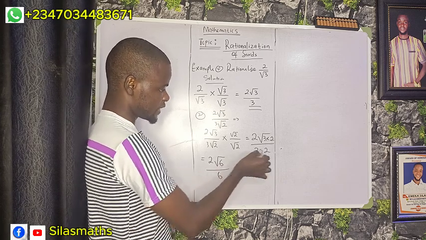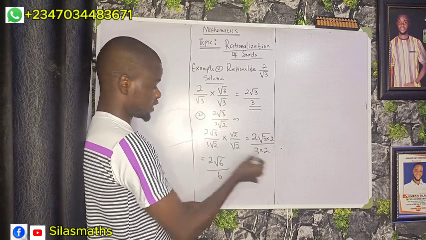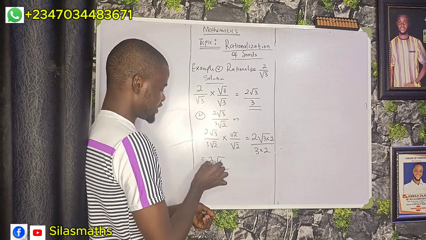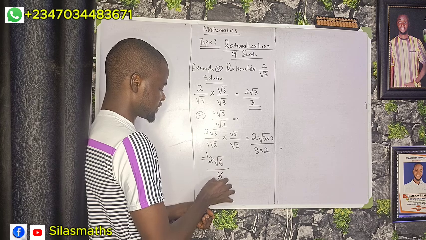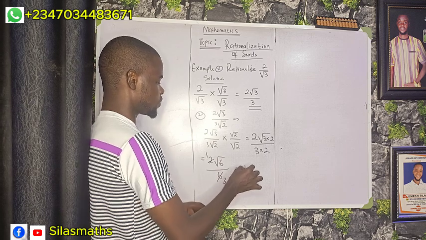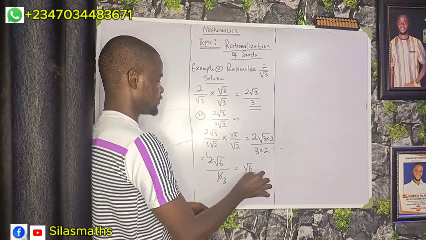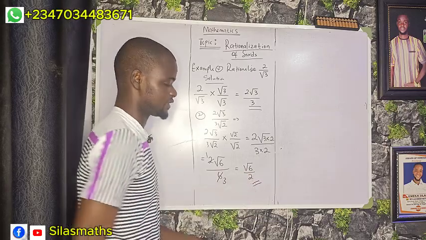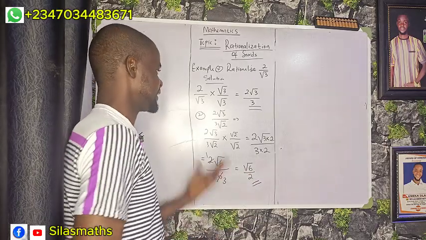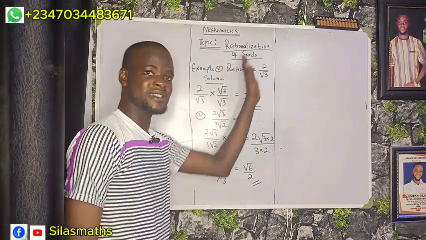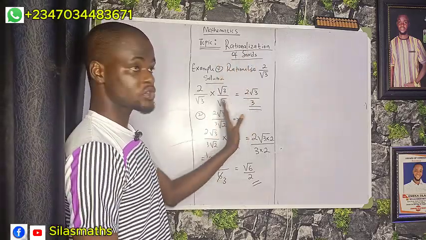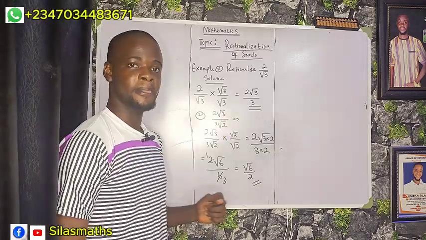I can go ahead and cancel out these 2, but I can reduce further. 2 here will give me 1, while 6 here is going to give me 3. And my answer is what? Square root of 6 over 3. That is this. I've rationalized this. So rationalization of a single fractional surd is done this way.